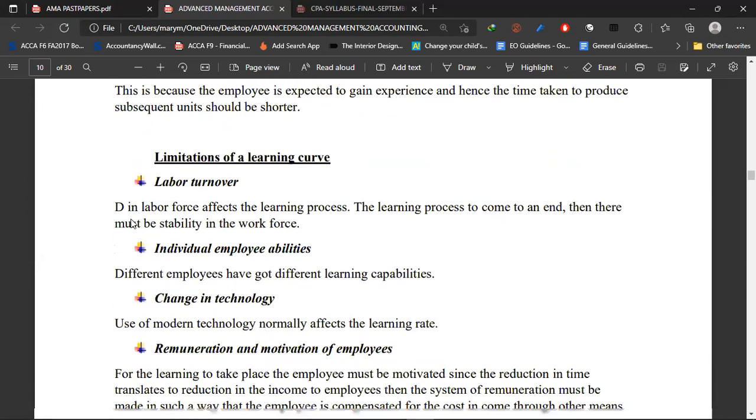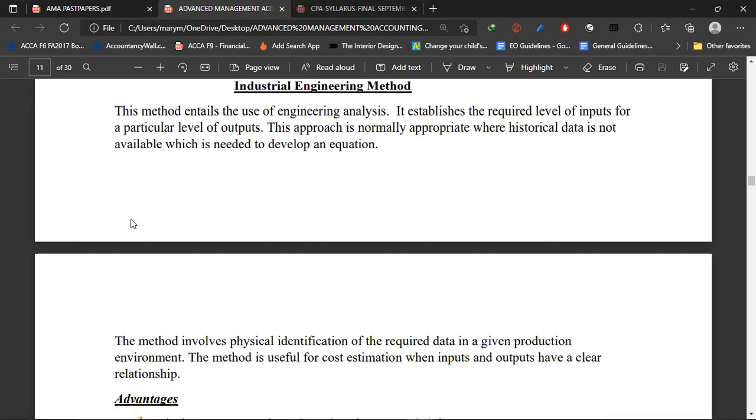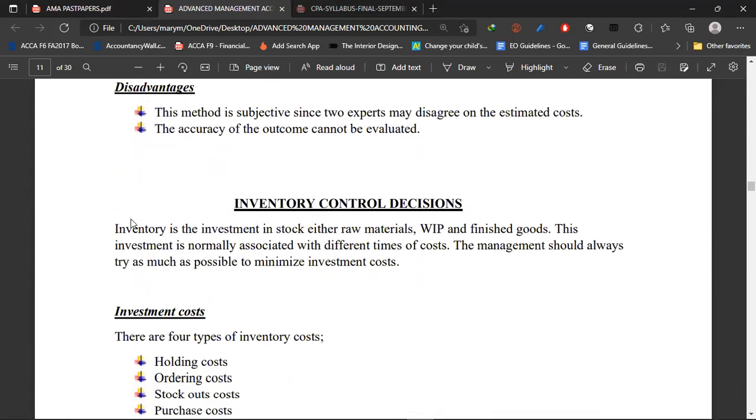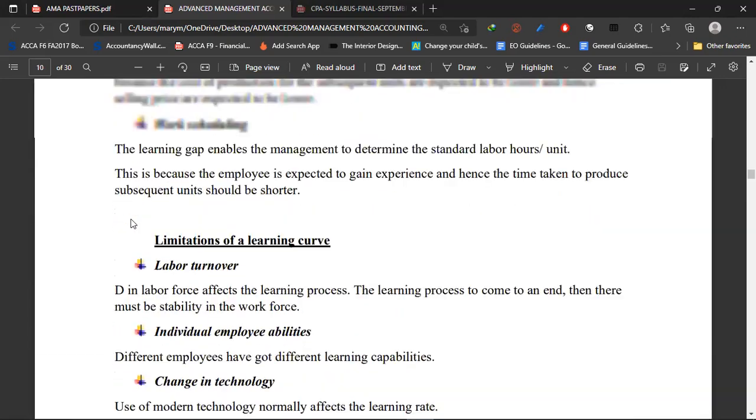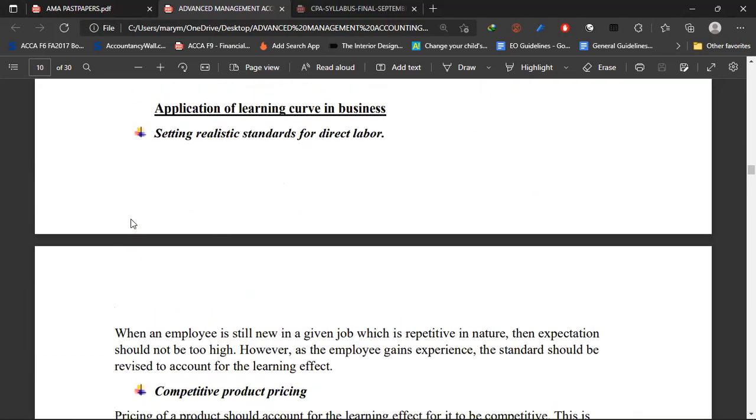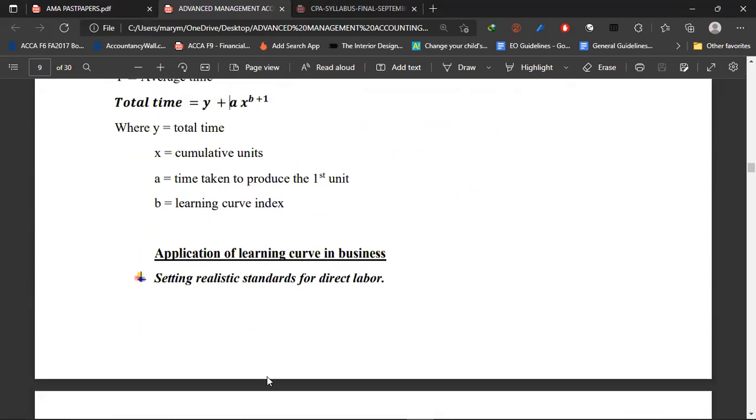Tutakuwa tumemalizana learning curve. Therefore, tutaangalia serious topics like inventory control decisions. We shall look at serious topics like decision theories. I know you don't like decision trees, but utazipenda, I will be able to show you how to work on them. So let us look at what we have in store.